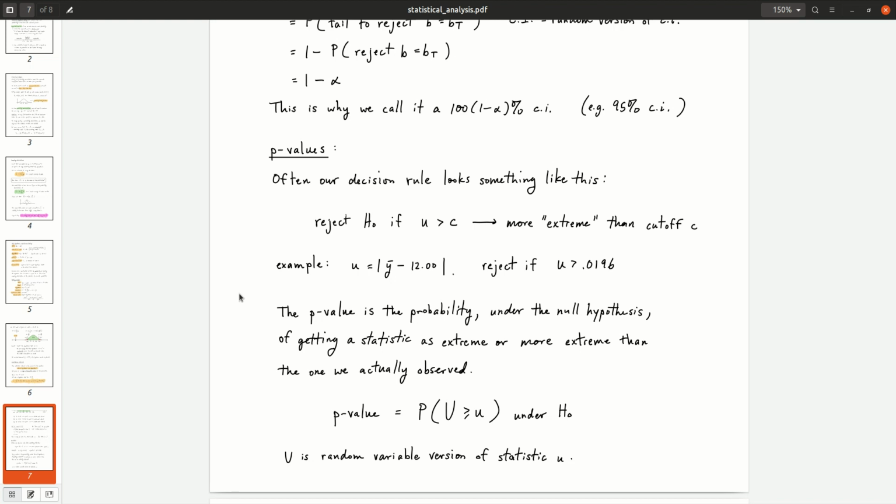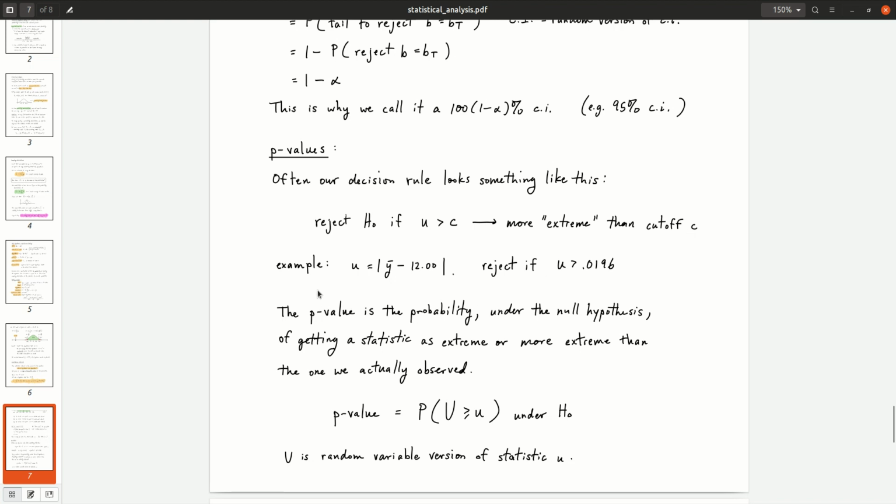So often when we do this decision rule for a hypothesis test, it'll look something like this: we reject the null hypothesis if the statistic is bigger than some cutoff value. Another way of saying it is that it's more extreme than this cutoff value.